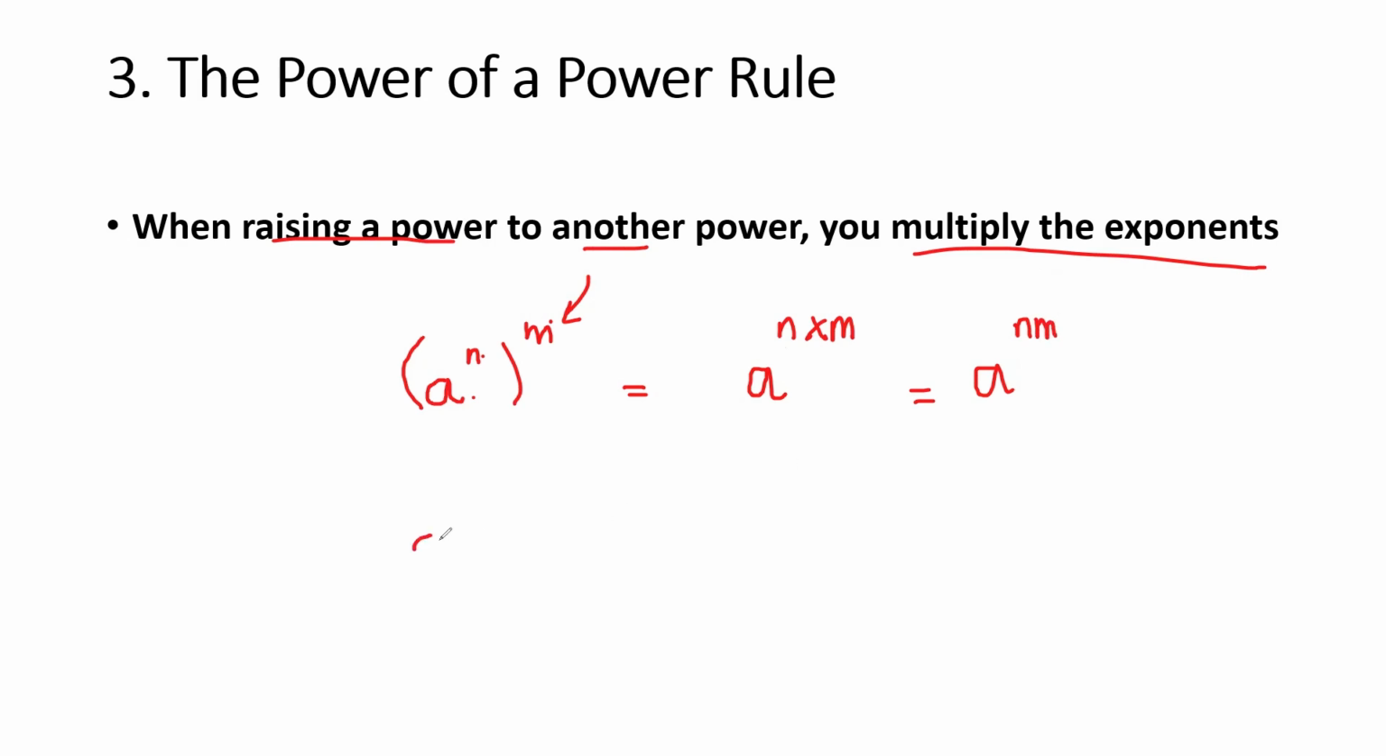So let's see an example. 2 to the power 3, you raise to another power, let's say 4. So now what you have to do? 2 is there. You multiply the 3 and 4. 3 times 4 will give you 12. So the answer for this is 2 to the power 12.